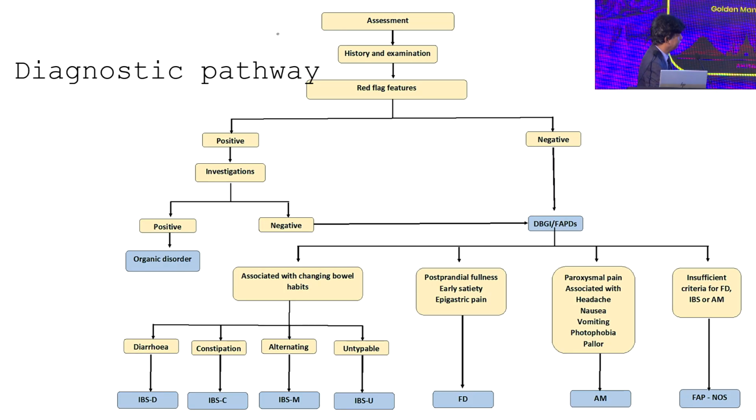It's so simple. There are 4 types, as I said. If they are associated with changes in bowel habits, they have IBS. If they have postprandial fullness, early satiety, epigastric pain, they have functional dyspepsia. If they have paroxysmal pain associated with these things, it is abdominal migraine. If they don't have anything, only the pain, they have functional abdominal pain. So it's a very important clinical diagnosis, and it doesn't need a lot of investigation.